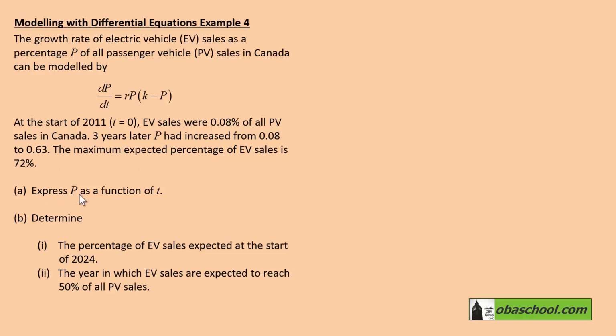We want to express P as a function of t and then determine the percentage of EV sales expected at the start of 2024 and the year in which EV sales are expected to reach 50% of all passenger vehicle sales. This type of differential equation leads to something called the logistic model, which we're going to discuss briefly before we go ahead and solve the problem.